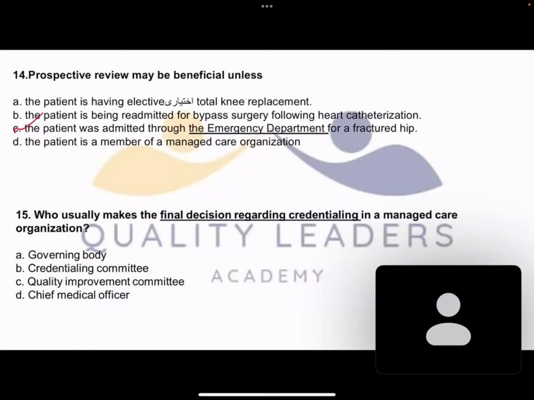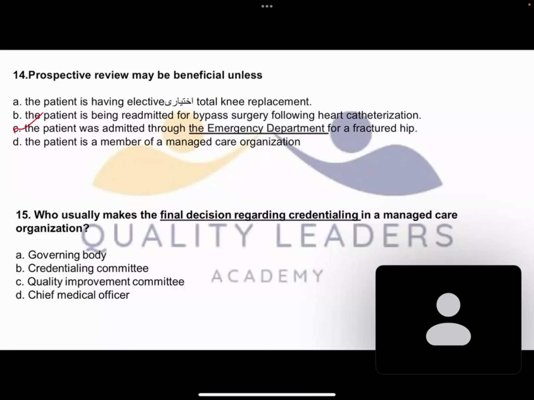While letter A is wrong because elective procedures allow time for prospective review, ensuring medical necessity and cost effectiveness. For letter B, readmissions can benefit from a review to ensure proper planning and appropriateness. Letter D is incorrect as well because managed care often integrates prospective reviews to control cost and ensure appropriate care. So the correct answer is letter C.